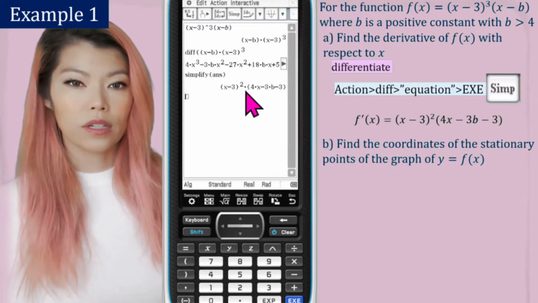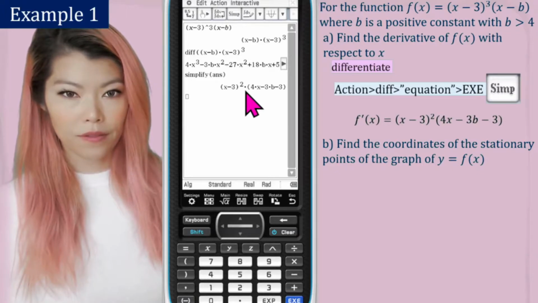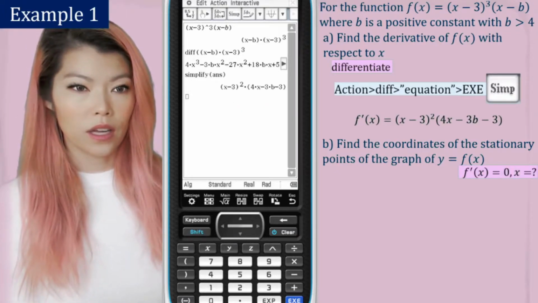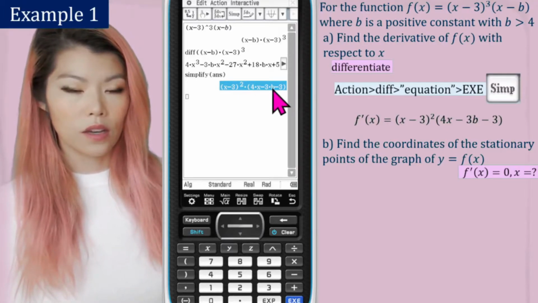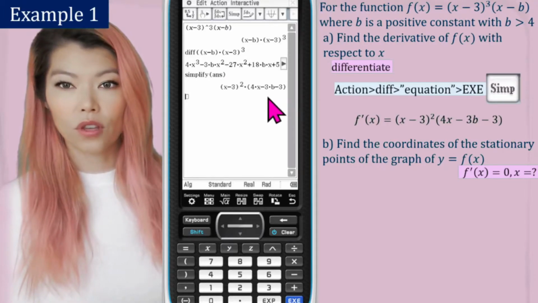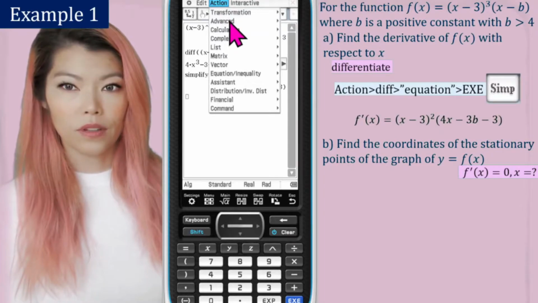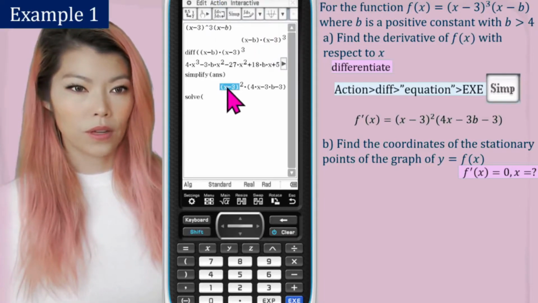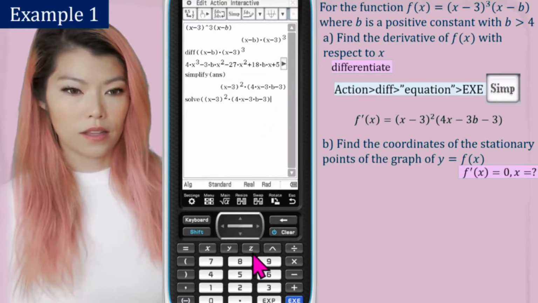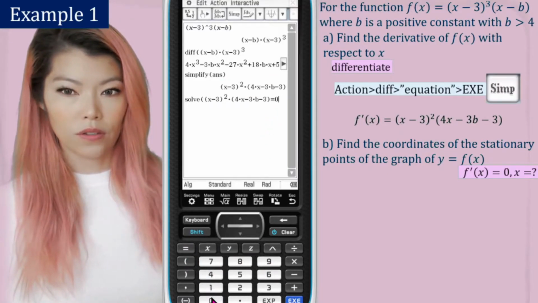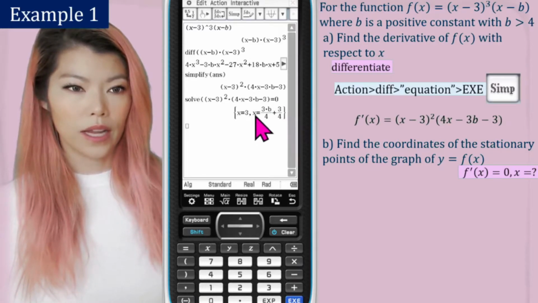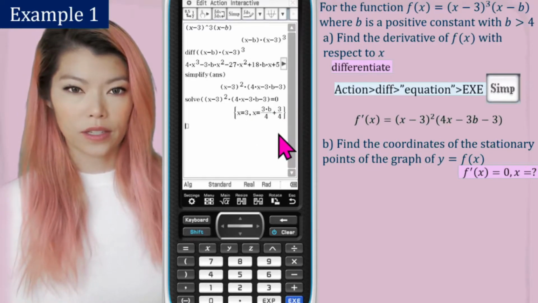Part B, find the coordinates of the stationary points of the graph. So the stationary points of the graph occur when the gradient is 0. So let's do that. Let this equation equal 0 and we have to solve it. Where do we find solve? In actions, advanced, solve. So we let the derivative equal 0. Enter. So now we have our x values for when the gradient is 0.